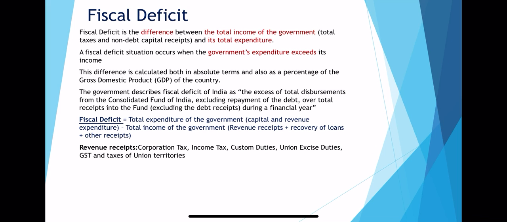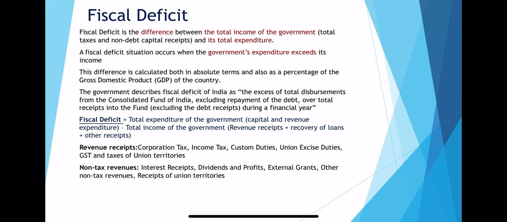We should know what exactly revenue receipts are. Revenue receipts are corporation tax, income tax, customs duties, union excise duties, GST and taxes of union territories. These things we call revenue receipts. And then what are the non-tax revenues? These are interest receipts, dividends and profits, external grants, other non-tax revenues, and receipts of union territories. So these two things we should know.